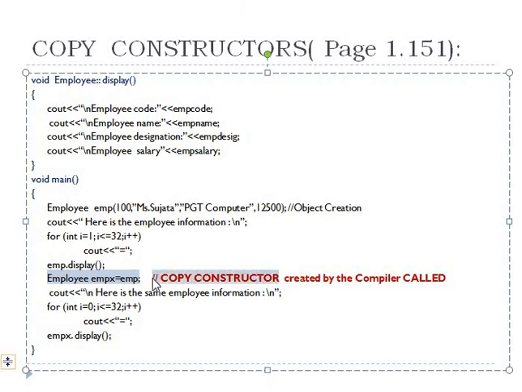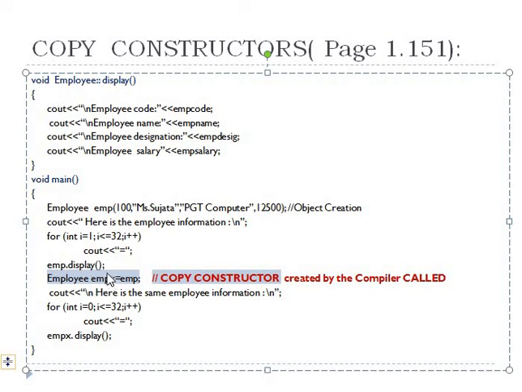But due to the absence of any copy constructor in our class, the compiler creates its own copy constructor for our class, and then it invokes this copy constructor so that the contents of the old object, or the values of the old object emp, can be passed and initialize the new object empx with those values.